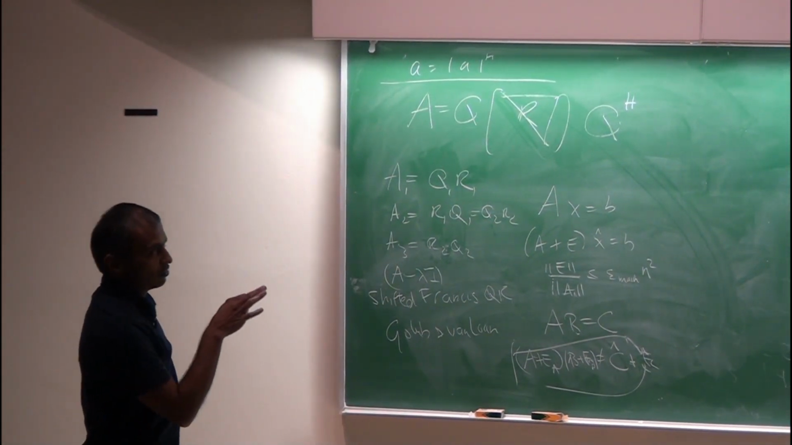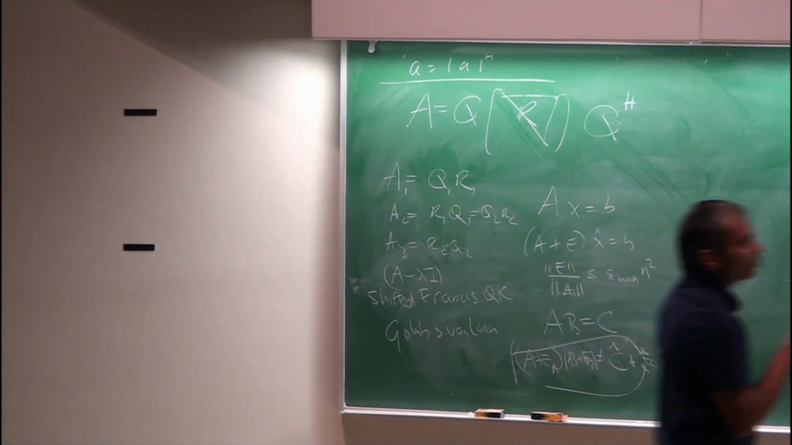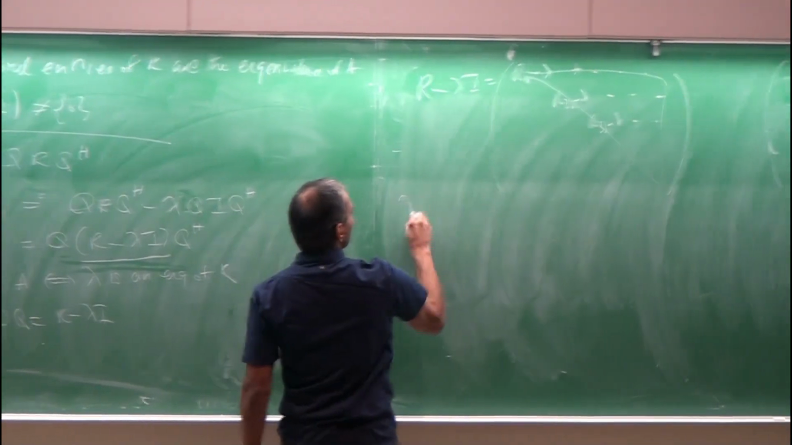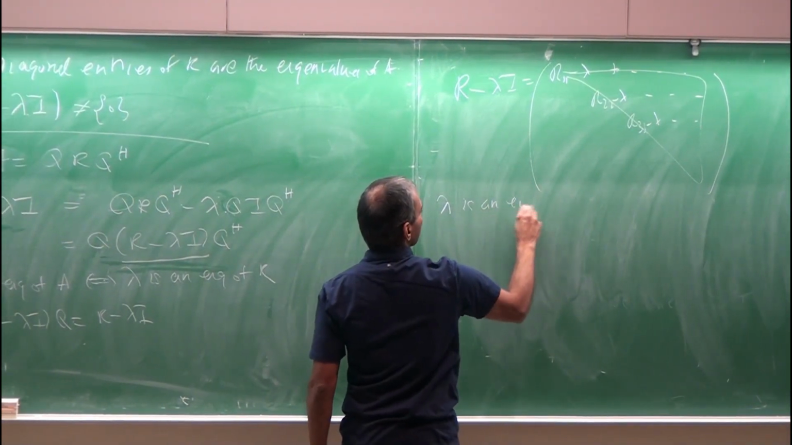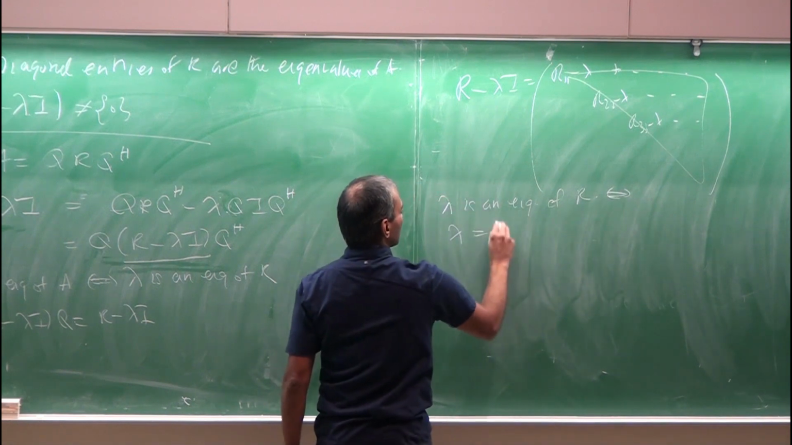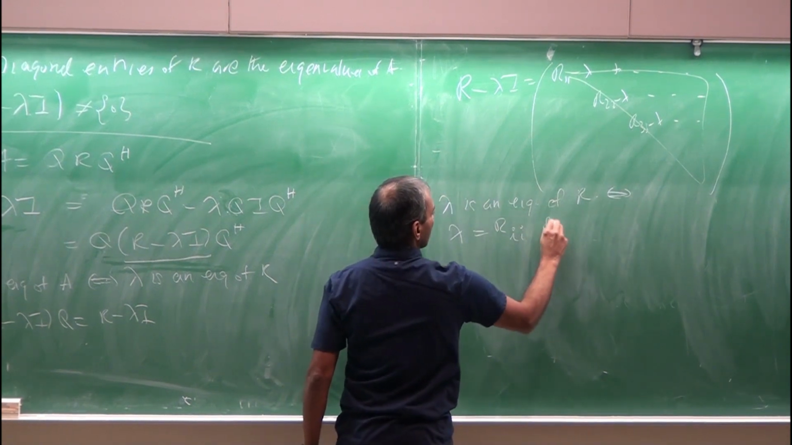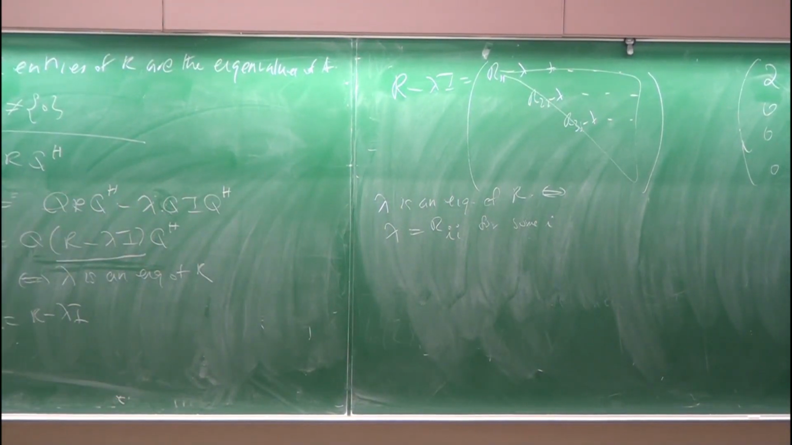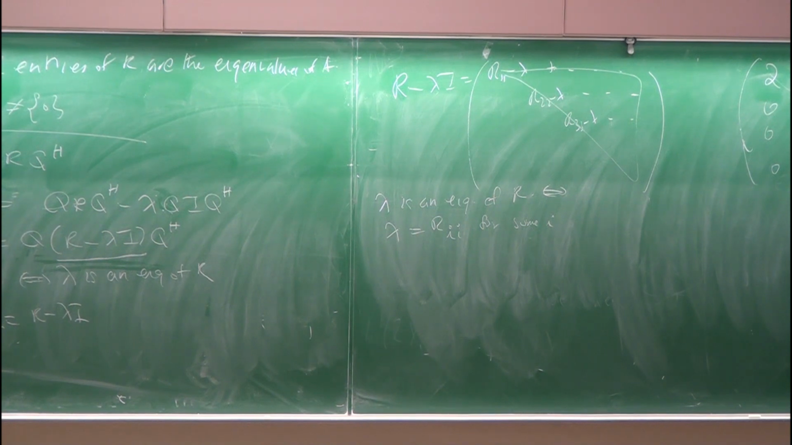So you know that matrix is non-invertible. We know exactly when a diagonal matrix is going to be non-invertible. So lambda is an eigenvalue of R if and only if lambda is equal to R_ii for some i, right? It has to be one of the diagonal entries. That's the only way you're going to introduce a 0 in R minus lambda I on the diagonal, if you pick lambda to exactly match one of the diagonal entries.